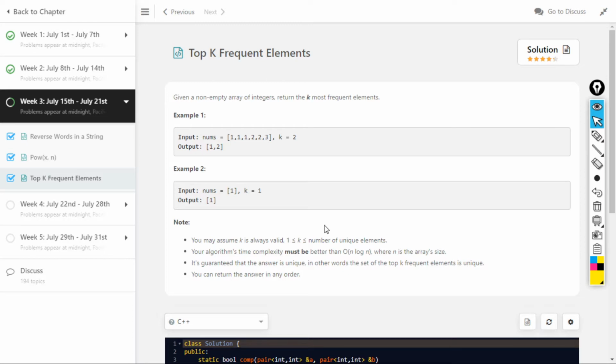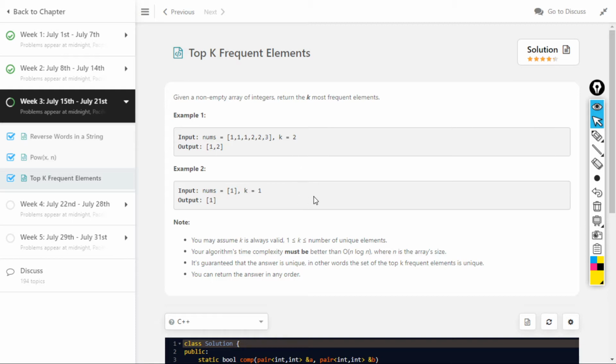Today we will solve the 17th question of the July LeetCode challenge. Our question is Top K Frequent Elements. We are given a nums array and an integer k. In the nums array we have some elements with duplicate occurrences. We have to find the numbers with the highest occurrence.